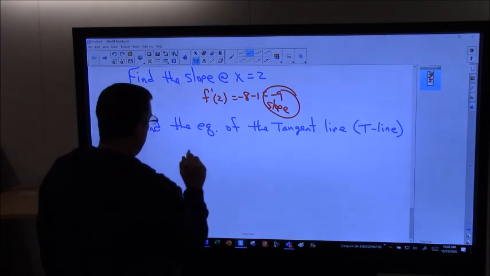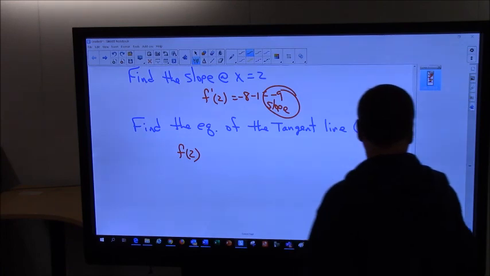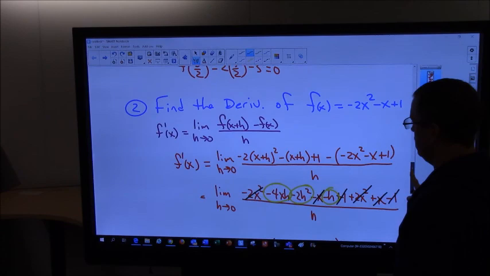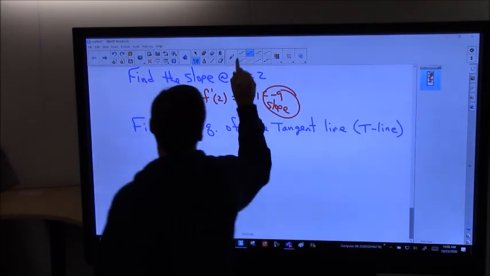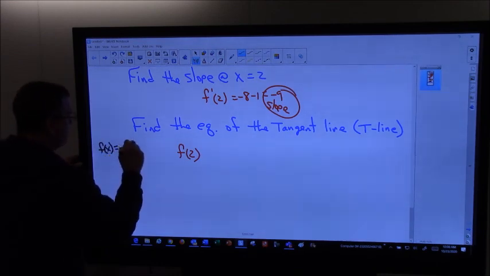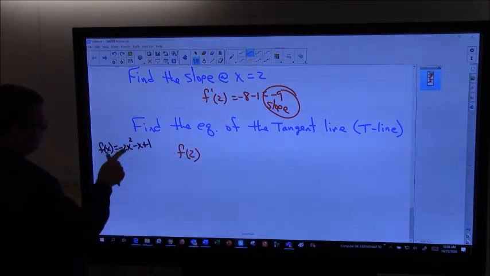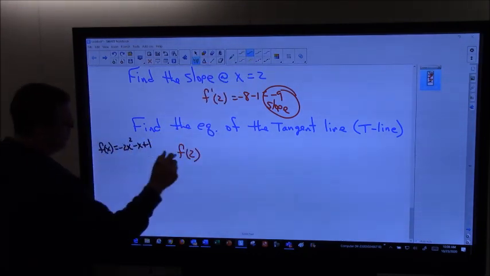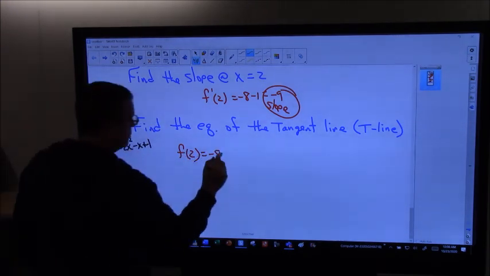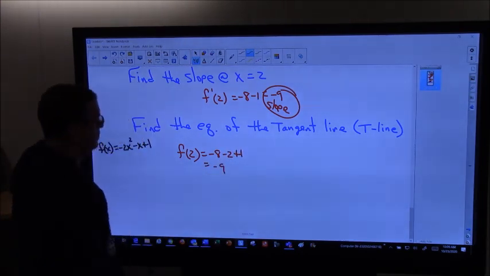So I'm just going to say f of 2. So let's remind ourselves of the original function. Negative 2x squared minus x plus 1. So let me just write that over here. F of x equals a negative 2x squared minus x plus 1. So f of 2 is going to be 4 times a negative 2. That's a negative 8. Minus 2 plus 1. That's going to be a negative 9.